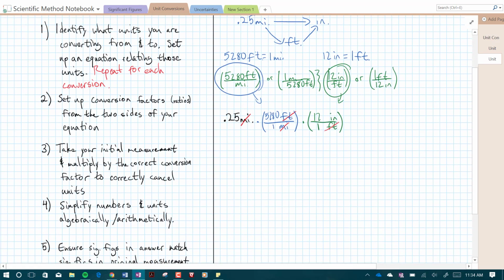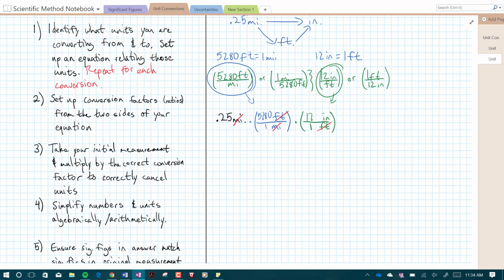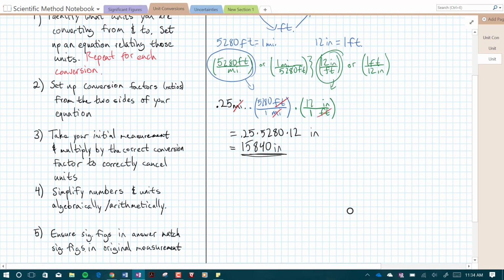Now we're basically done. We just need to multiply out all the numbers. 0.25 times 5,280 times 12, and the units that we're left with are simply inches. We can just plug that into a calculator to then get our final answer. 0.25 times 5,280 times 12 ends up being 15,840. And the units are going to be inches. We are all simplified. We've completed step 4.